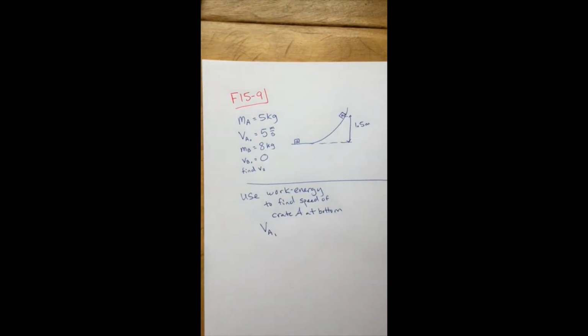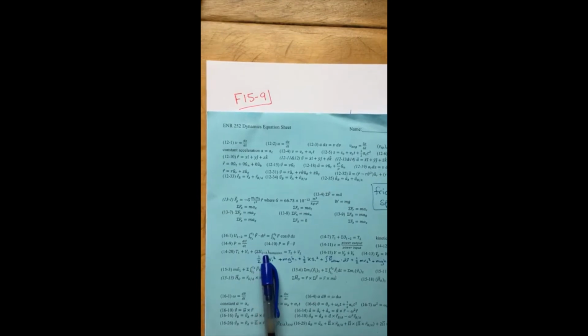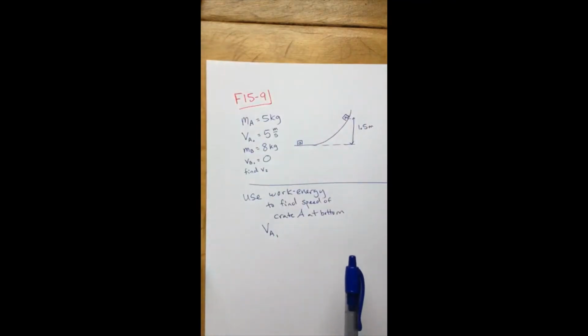So in order to find the speed of the crate at the bottom, I'm going to use the work energy conservation law, where, as we already discussed, the work done by non-conservative forces is equal to 0. So that means my initial kinetic energy plus my initial gravitational potential energy is equal to my final kinetic energy plus my final gravitational potential energy.